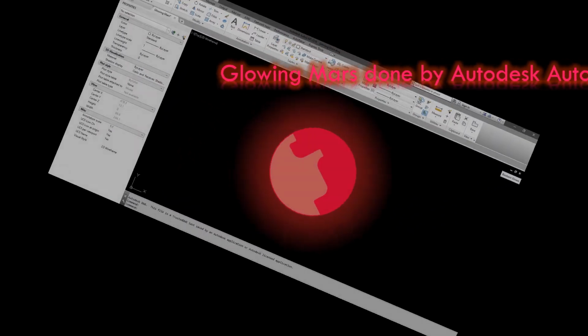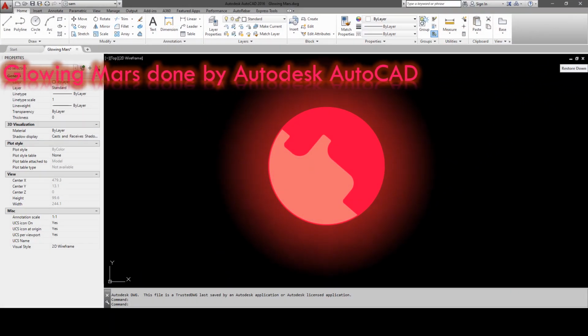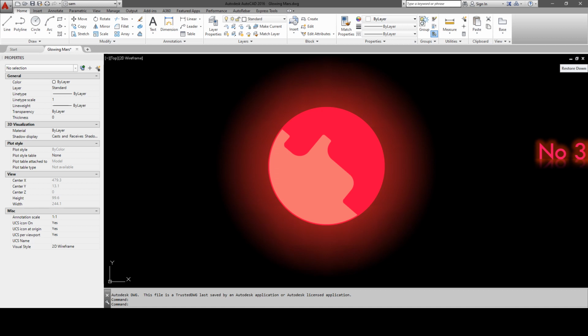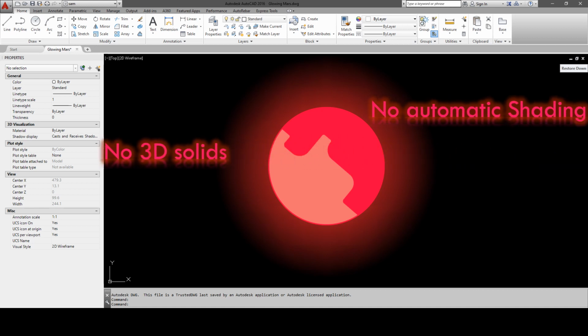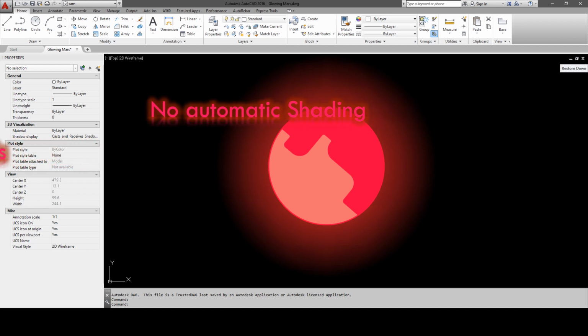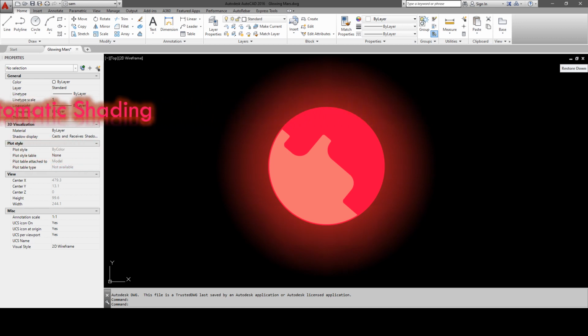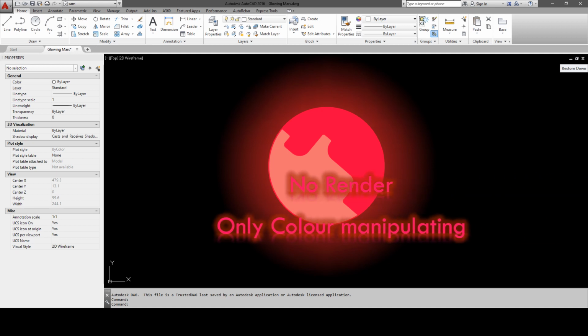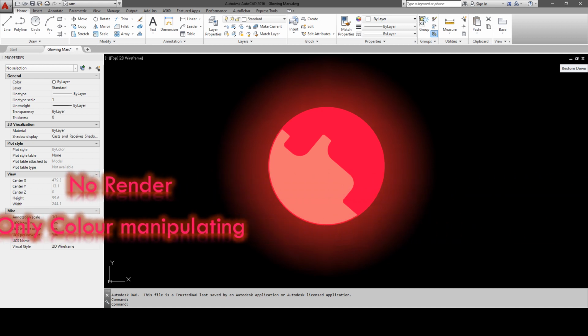Okay, let us return to the main issue about what I felt by studying Adobe Illustrator. Adobe Illustrator cannot generate 3D solids by itself. Adobe Illustrator cannot generate automatic shading for those 3D solids. Adobe Illustrator cannot generate automatic rendering. Its users have to manipulate regions of color on top of each other to do so.